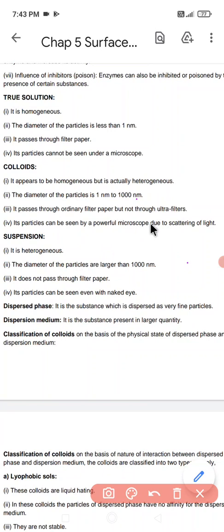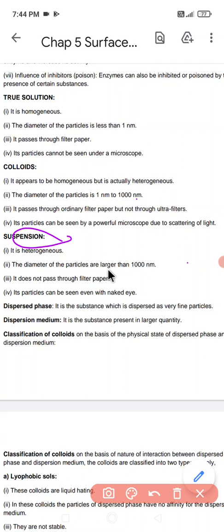Now the third type we are discussing is the suspension. What is a suspension? A suspension is totally heterogeneous. When you look at it, it looks heterogeneous, not homogeneous. When I was discussing a true solution, I told you it is homogeneous. When we discussed colloids, it appears to be homogeneous but is heterogeneous. But a suspension appears heterogeneous in nature.